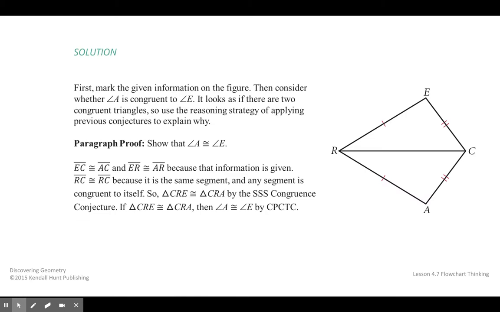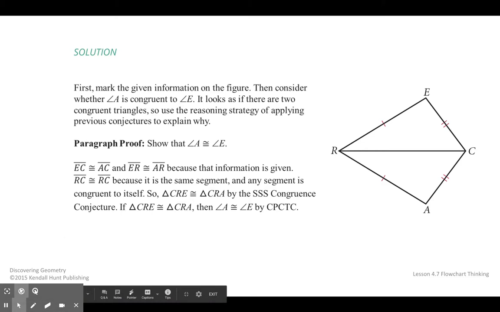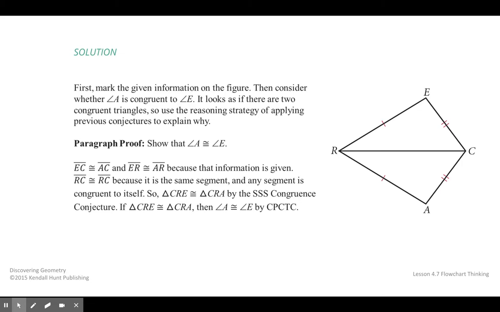This is the same thing in paragraph form. So you can pause this and read through it. It says the same basic thing, but it's in paragraph form.